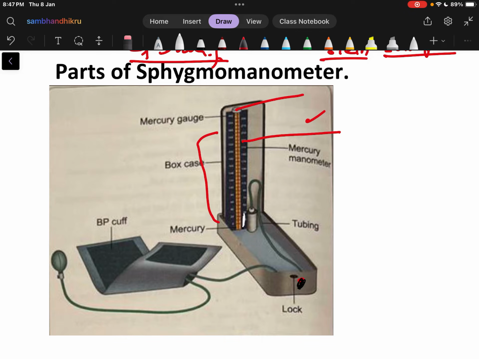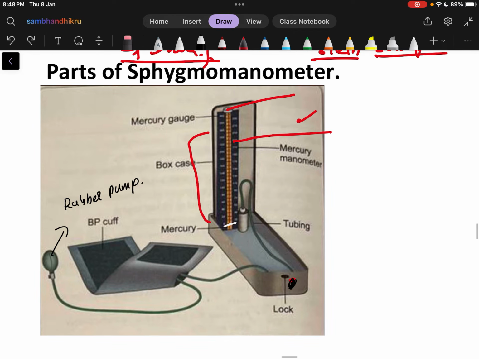This is lock, and this is unlock. So whenever you are doing the procedure, make sure it is unlock. If you are pumping the rubber pump, see here, this is the rubber pump, right? When you are pumping, please make sure this one is unlock. Otherwise what happens? The mercury will never rise up.